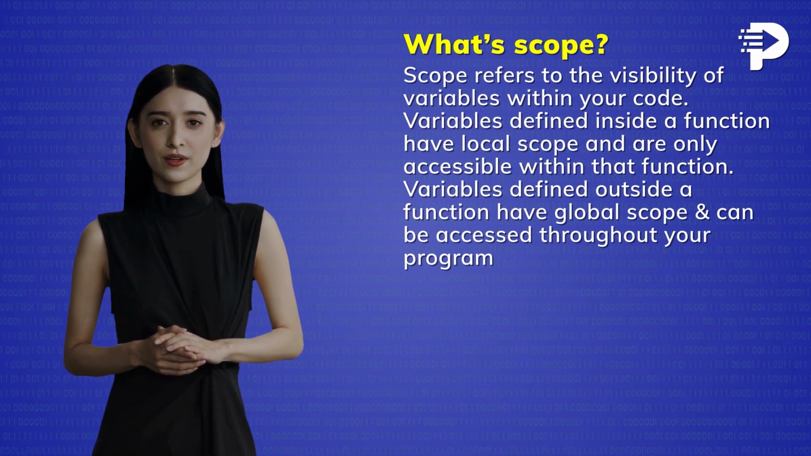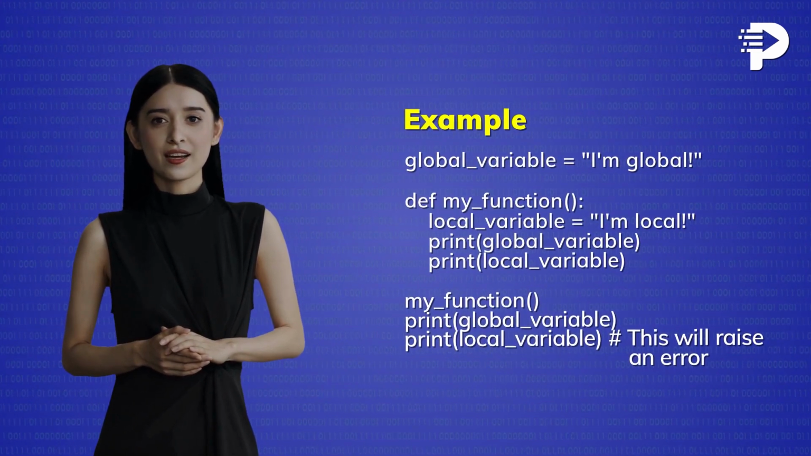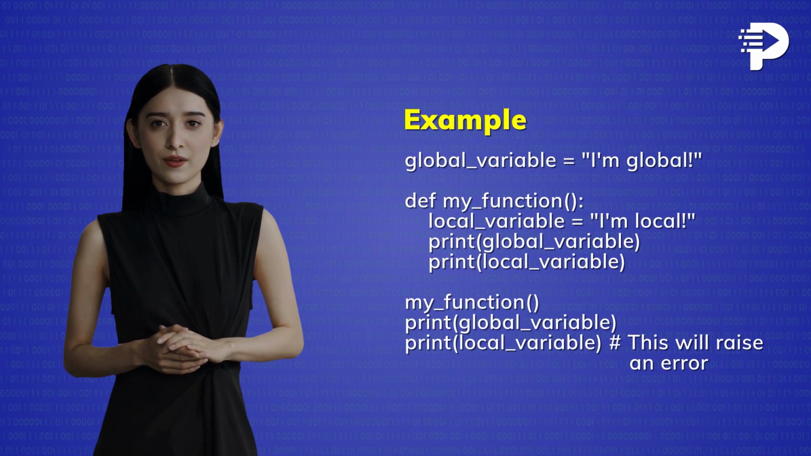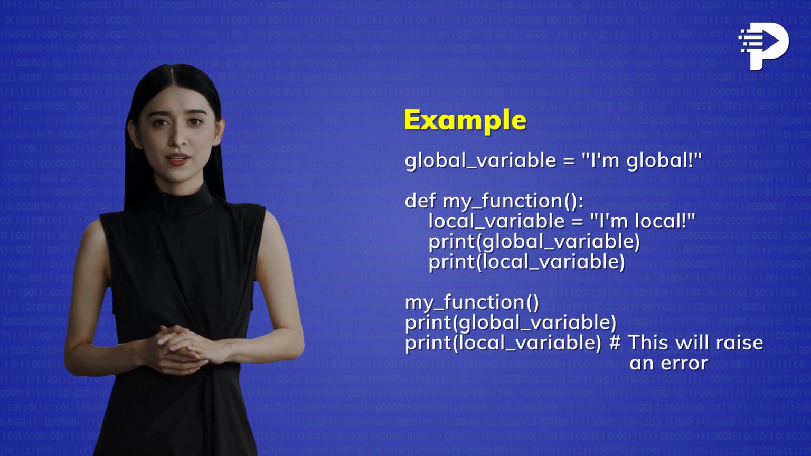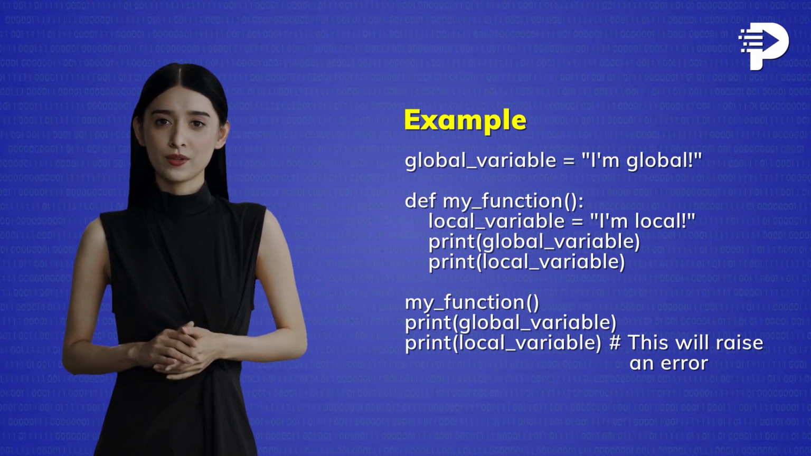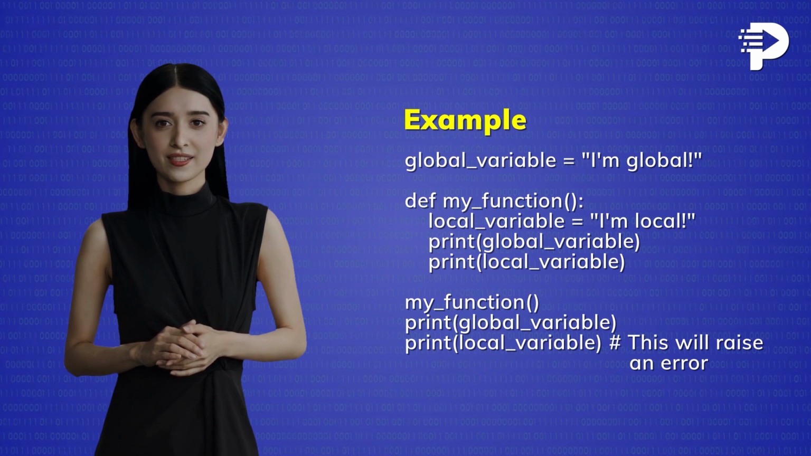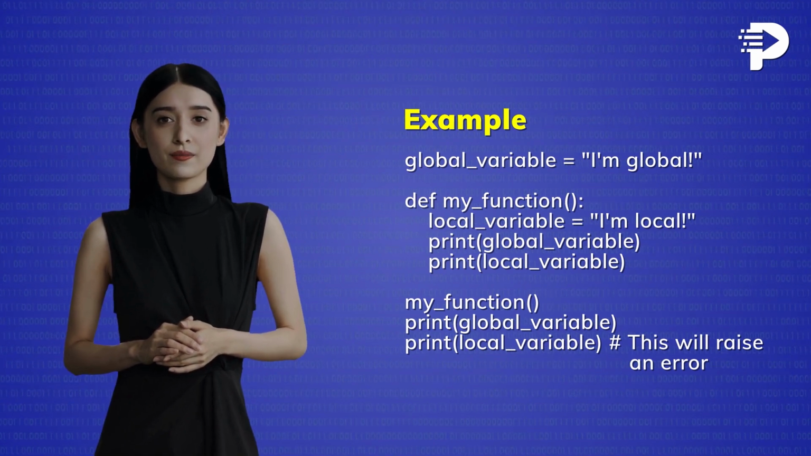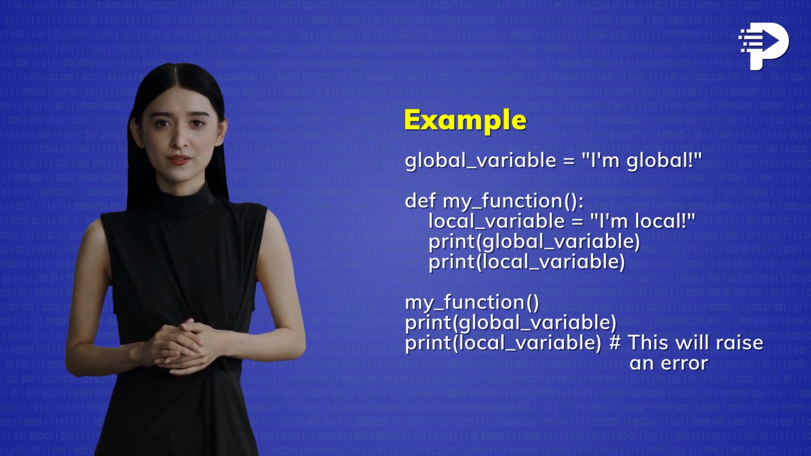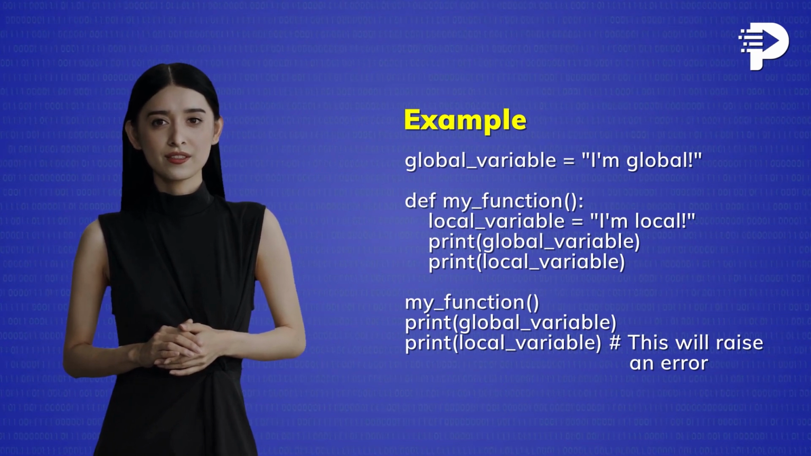Here is an example. A global variable, such as "I am global", can be accessed within the function as well as outside the function. However, a variable named local_variable, which contains the value "I am local", is accessible only within the function and cannot be accessed outside the function. As you see, the code will display the output of the print function for the global variable, but will throw an error when you try to print the local variable outside the function.